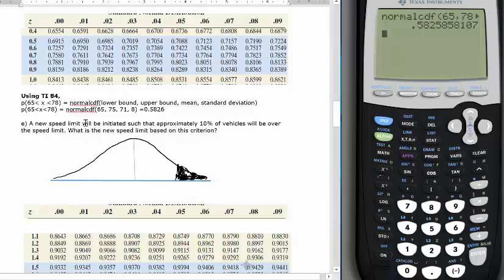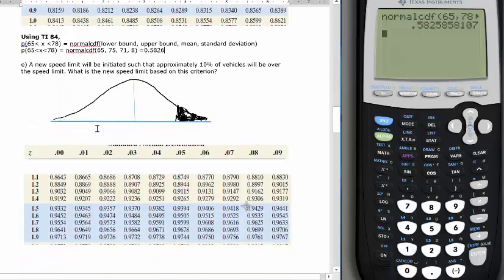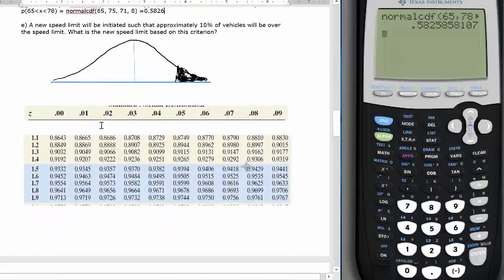Okay, let's go move to the next question. A new speed limit will be initiated such that approximately 10% of the vehicles will be over the speed limit. What is the new speed limit based on this criterion? Okay, in this problem, he's given us the probability and he wants the x value. So we're going backwards here. What is the probability here?